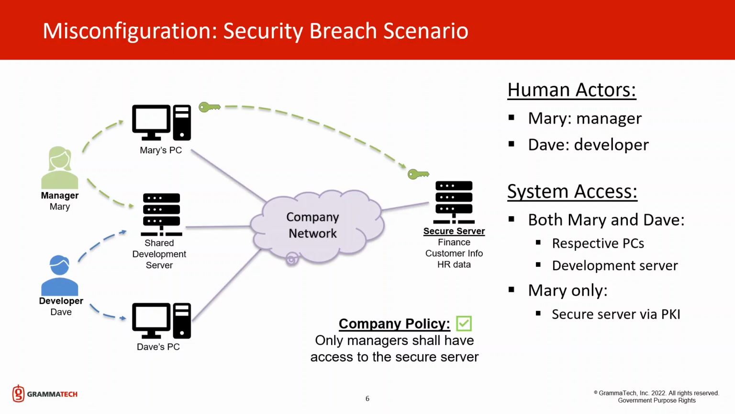To illustrate the challenges that configuration poses, let us consider the following notional scenario. In this scenario, two seemingly benign configuration changes, when combined, result in weakening the overall system security. Our example system is a small company network which has two human users, a manager Mary and a developer Dave. Both Mary and Dave have access to their respective PCs, as well as to a shared development server. Mary, as a manager, also has access to a secure company server. She uses public key authentication to access that server.